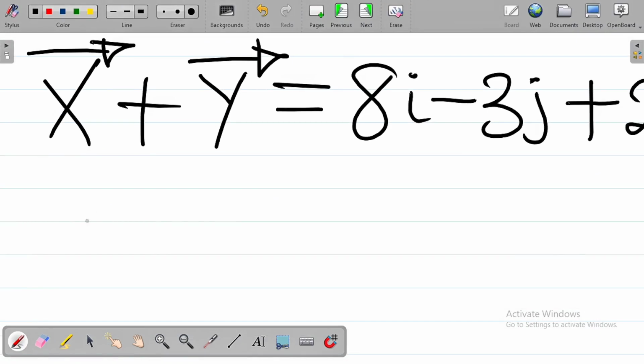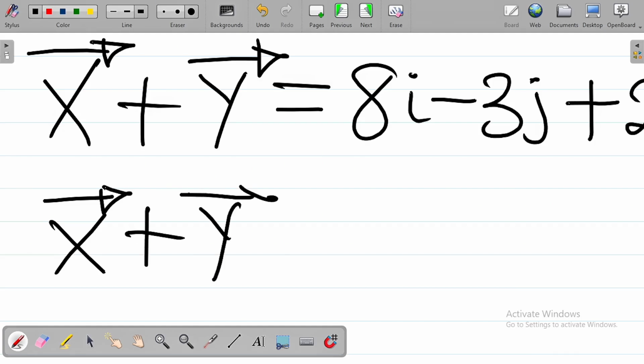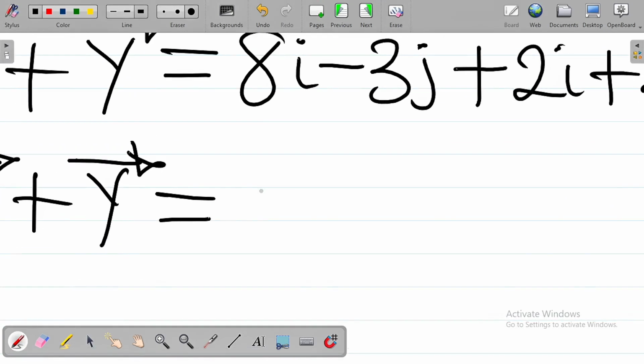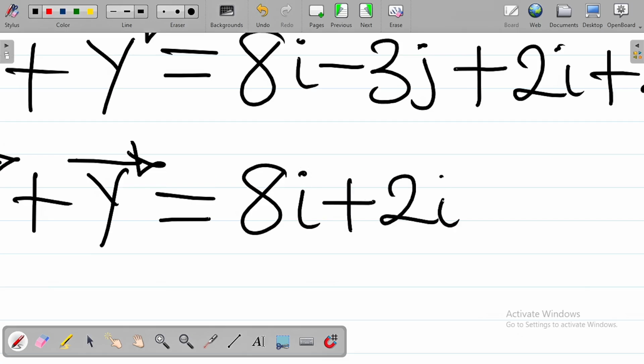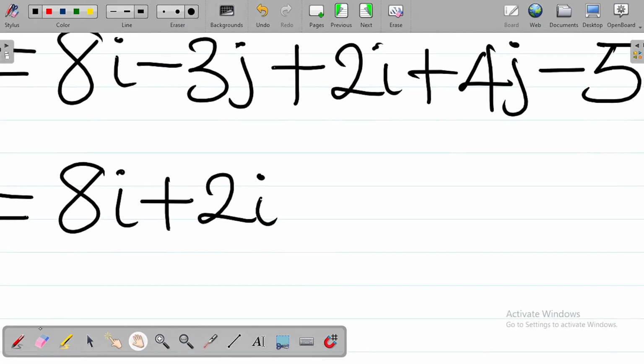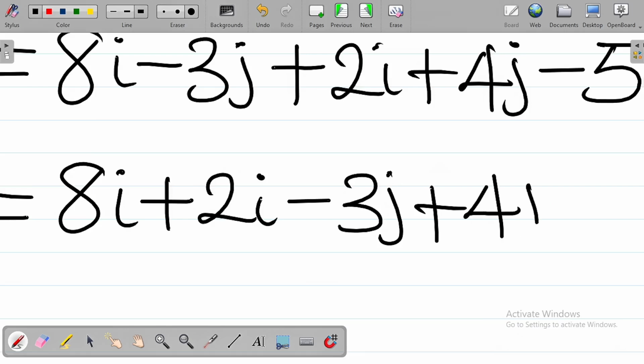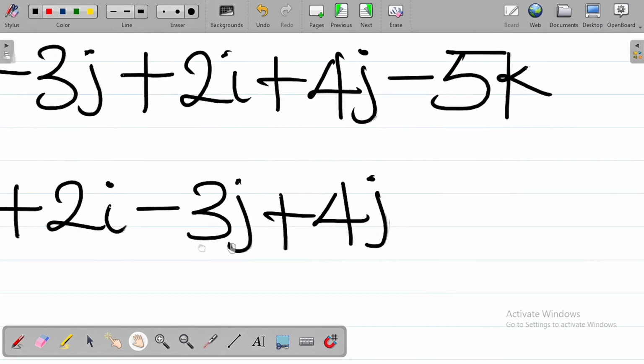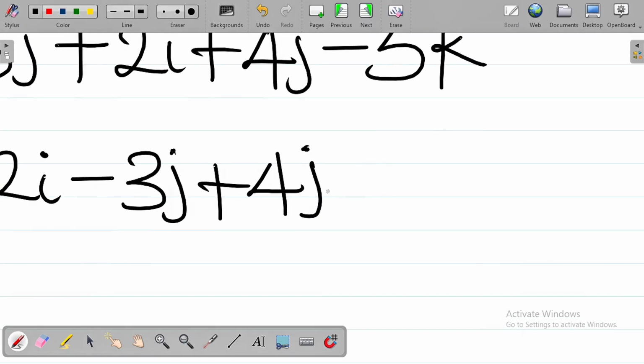Alright, so our next task is to collect like terms. So we have vector x plus vector y is equal to, we have here 8i plus 2i. Let's move over to j. And then minus 3j plus 4j. Now let's move over to k. We only have 1k here. So we have negative 5k.